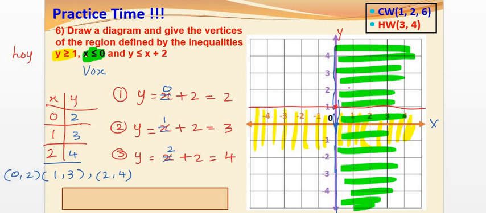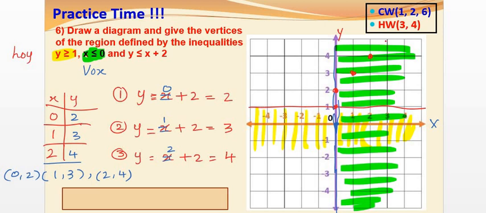So we have to plot them over here. I changed this inequality sign into equal to, and then I substituted the values of x, 0, 1, 2 in place of x. So I got the corresponding values 2, 3, 4 for the y. Now where will be (0, 2)? So (0, 2) will be here. Then we have to find (1, 3). So (1, 3) is going to be here. (2, 4) is going to be here.